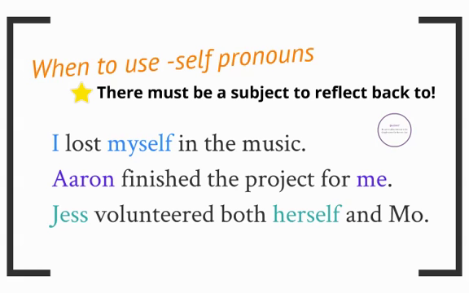Best rule of thumb, you need a subject to reflect back to. I lost myself. In the second example, though, Aaron finished the project for me. He didn't finish it for myself because I am not in the beginning of the sentence. Aaron is. Aaron would finish the project for himself. Jess volunteered both herself and Mo. I can use herself in this case because Jess is there as the subject.